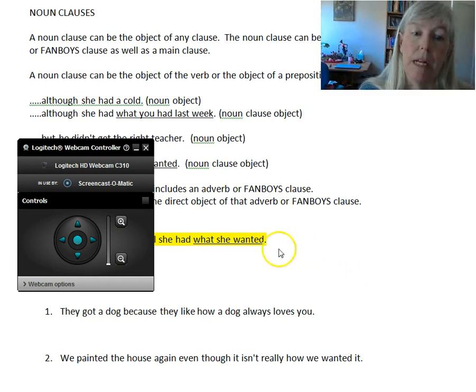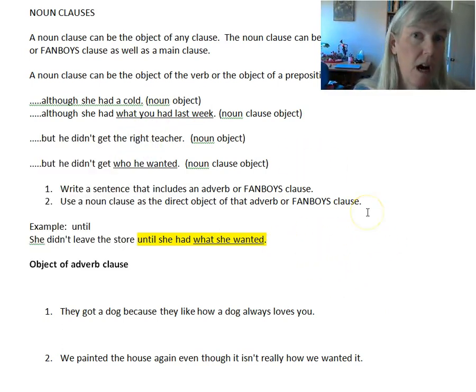So the noun clause can be the subject or object of a main sentence, but it also can be the subject or object of an adverbial or FANBOYS clause. So let's look at how that works. A noun clause can be the subject or an object of a preposition. Those are the places you put a noun. A noun can be a subject or an object of a preposition. It's the same with a noun clause.